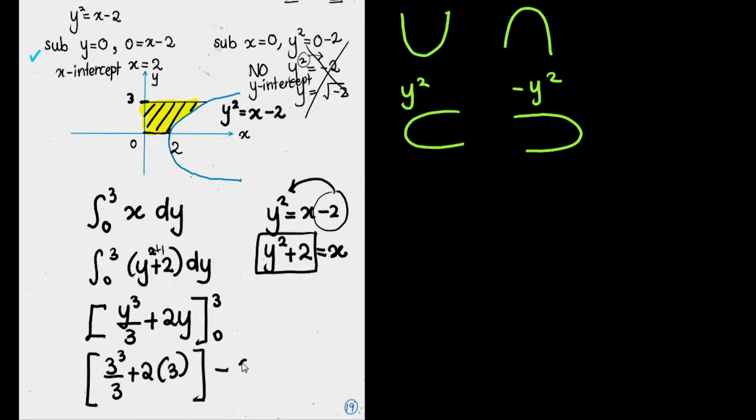Then you minus with 0. Usually 0 will get 0 at the back. So we will get 27 over 3 plus 6, which we get 15 unit square. Your area for the shaded, the bounded part. Okay.